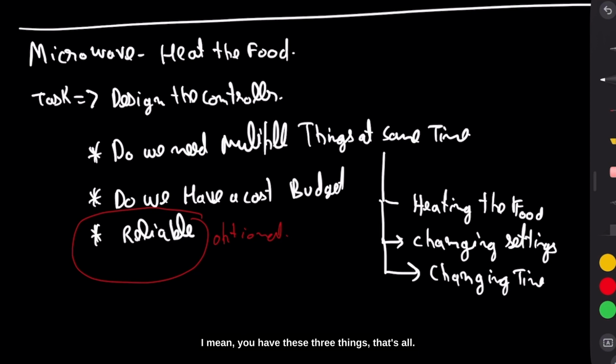I mean, you have these three things. That's all. You don't have to do anything extra or anything over the top. So when you know that you are going to either heat the food at one point, change the settings at one point, or change the time at one point, you are more or less designing or building a system which is going to be doing one thing at a time. Okay, that's one.